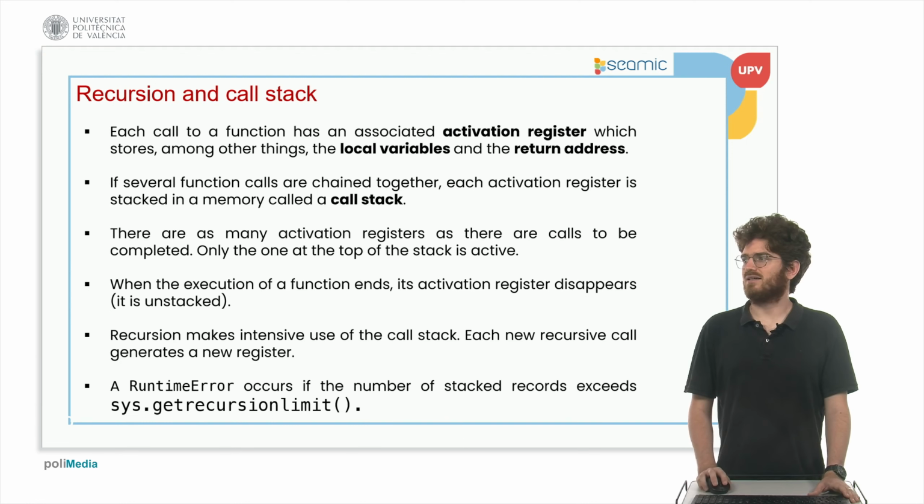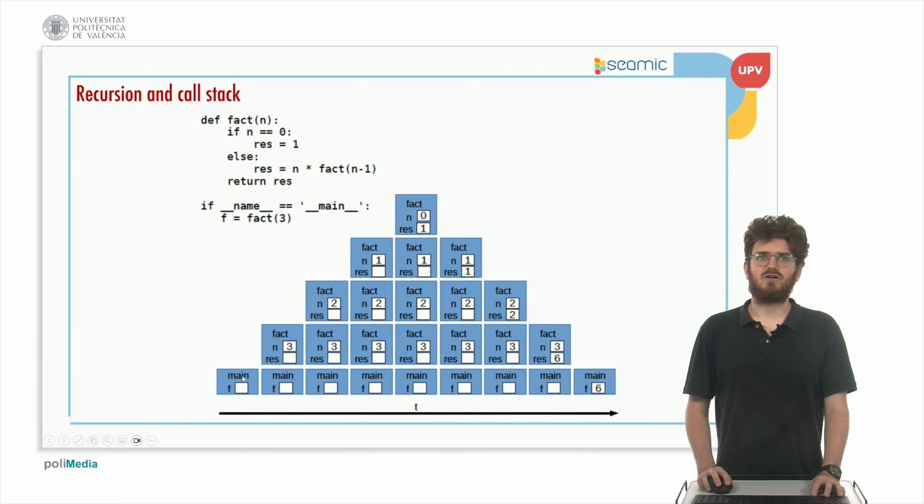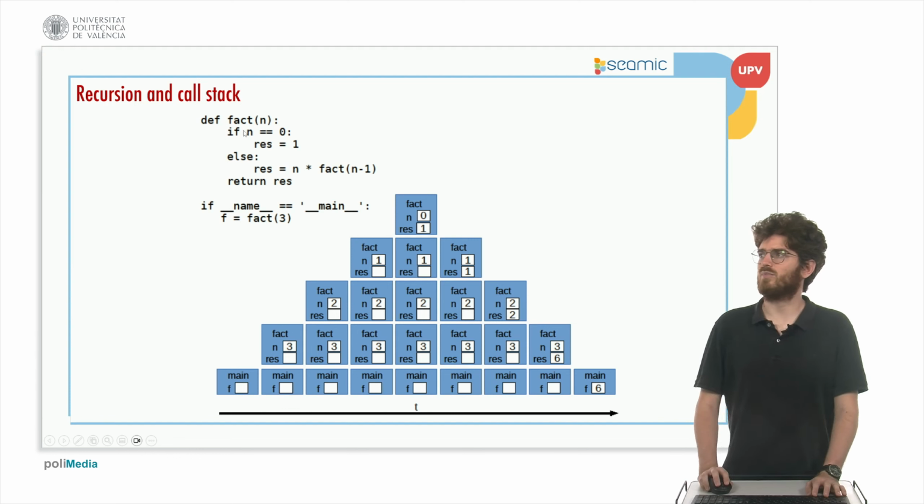But the call stack is limited. There's a function you can call, sys.getrecursionlimit, that shows you how many frames, how many activation registers, you can have on the call stack. If you go over this limit, then a runtime error occurs, and the program will crash. Let's see an example of the call stack with the factorial. This is the classic definition of the factorial with the base case.